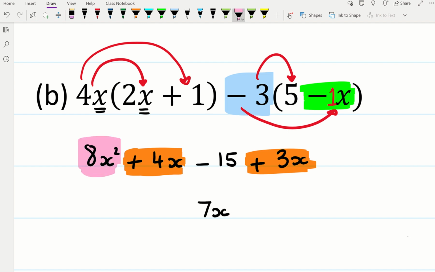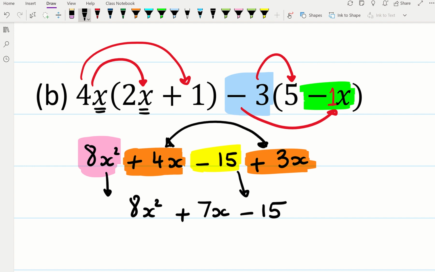This is not identical, so all I do is write it down here, 8x squared. This is a positive 7, so I have to put a plus, positive 7. And then the minus 15, I just bring it here, minus 15. I can only add those two because they are alike. They have the same letter with the same power.